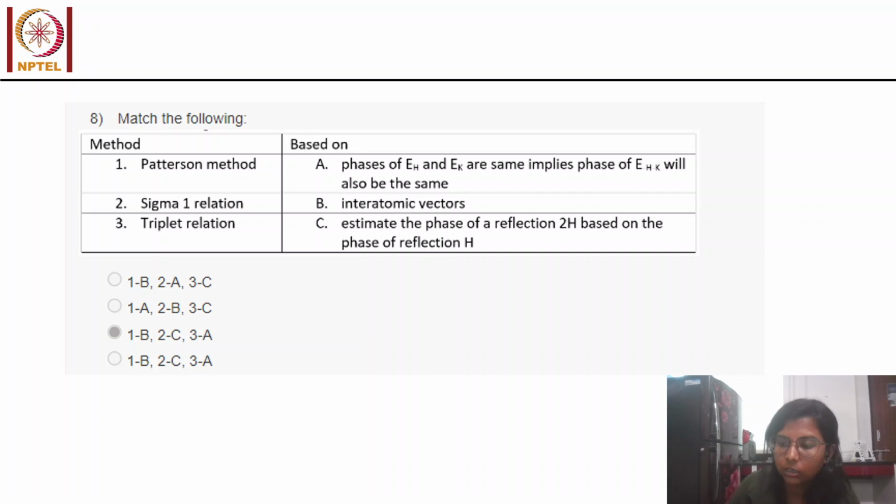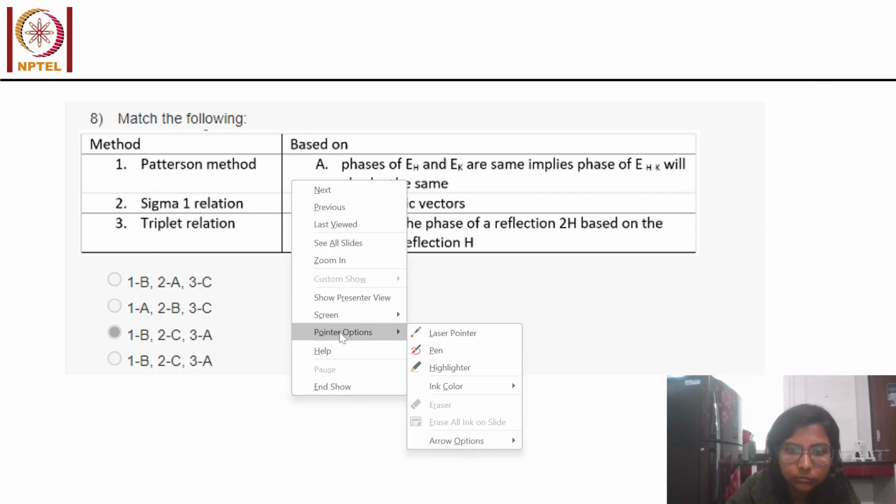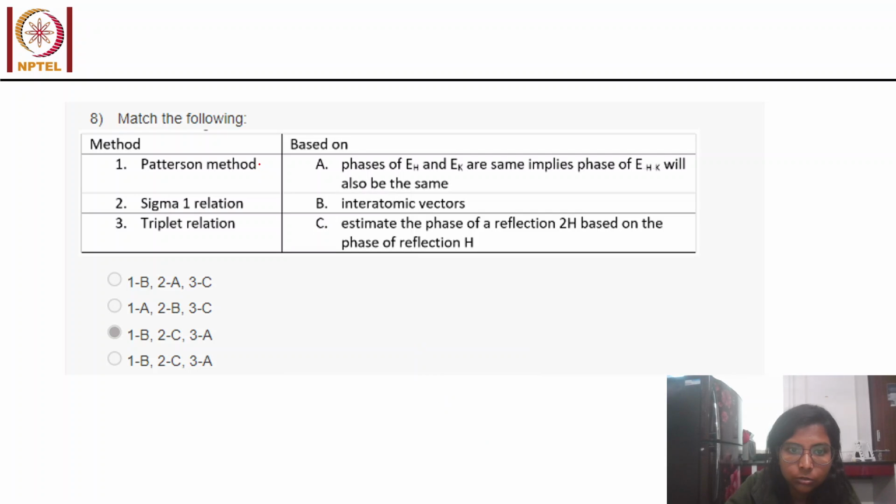So one should go with B. Then what is the sigma 1 relationship and what is the triplet relation? So triplet relation is this one. If the phases of EHE are same, it implies that this phase will also be the same. So this should go here.